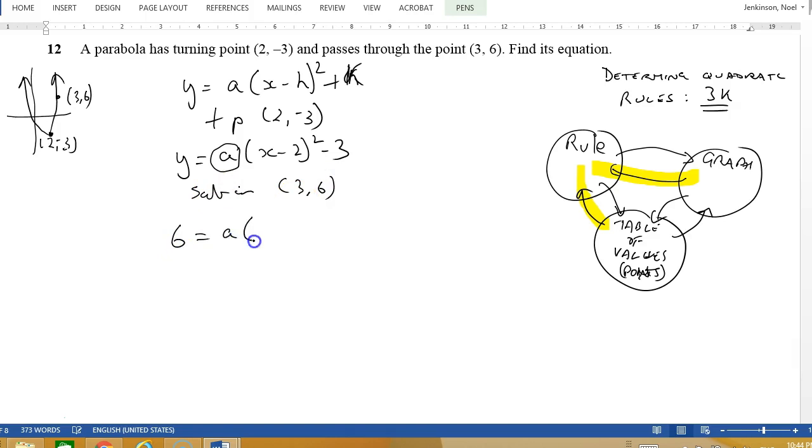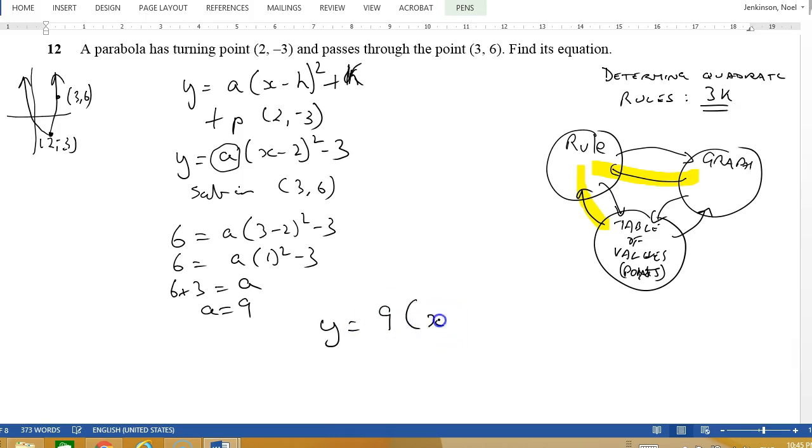6 equals a times (3 minus 2) squared take 3. 6 equals a times 1 squared take 3. Add the 3 over. 6 plus 3 equals a times 1 squared, which is just 1. We've now found out, therefore, that a equals 9, and now we know that the parabola is 9(x minus 2) squared take 3. We have determined the quadratic rule from 2 pieces of given information.